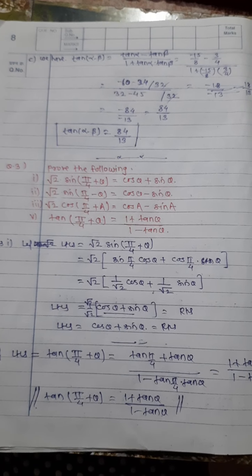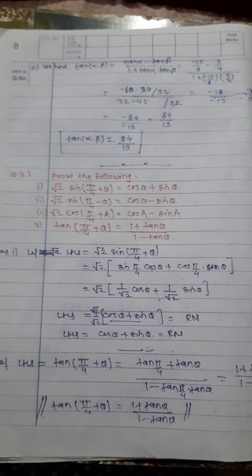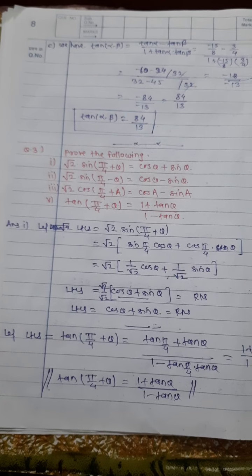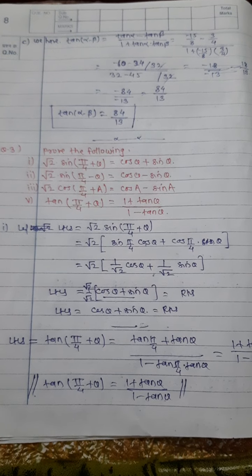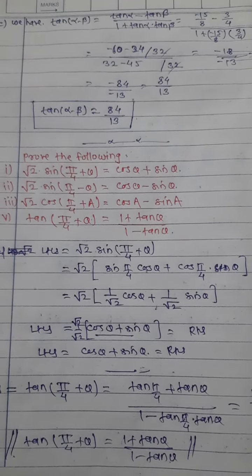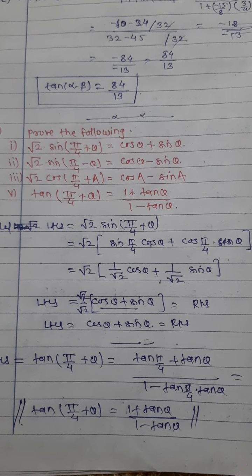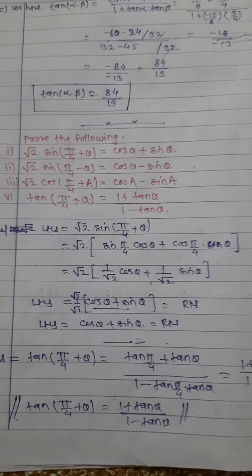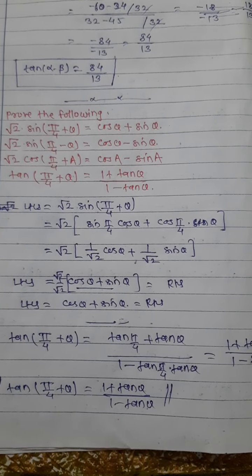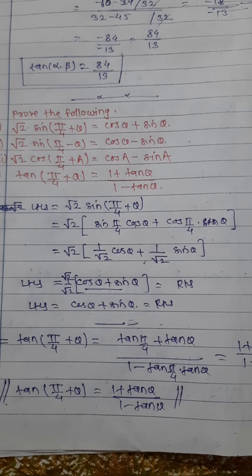Now the next question, number third, is: prove that. There are four proofs being asked. I will solve the first one. What is the first one? Prove that under root of 2 sine of pi by 4 plus theta is equal to cos theta plus sine theta. Okay, very simple it is. I will take the LHS. LHS is equal to under root of 2 into sine of pi by 4 plus theta.